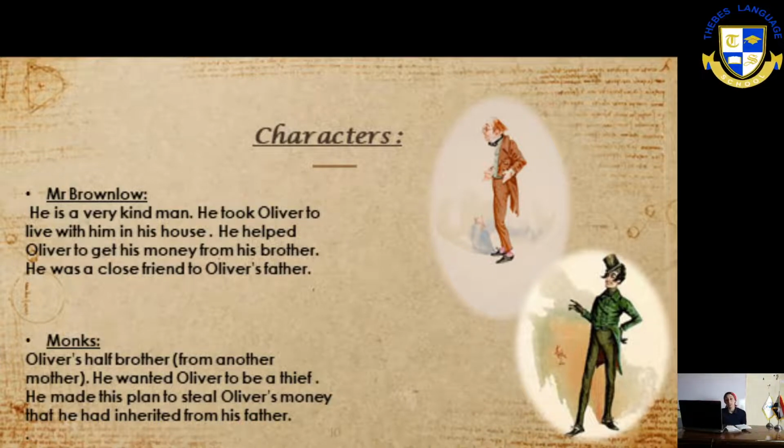Miss Maylie is a young lady who helped Oliver when he was wounded and asked her aunt to let him stay with them till he recovers and gets well. She helped Oliver to reach Mr. Brownlow. Mrs. Maylie was Rose's aunt. She agreed that Oliver was a good boy, and she agreed to have Oliver in her house after he had been shot during the robbery.